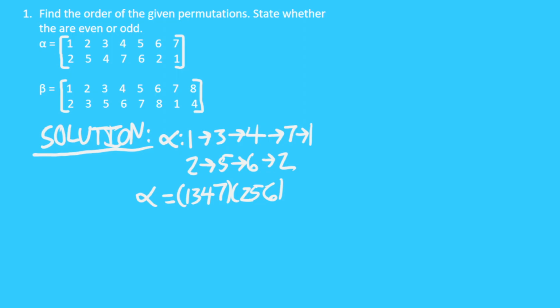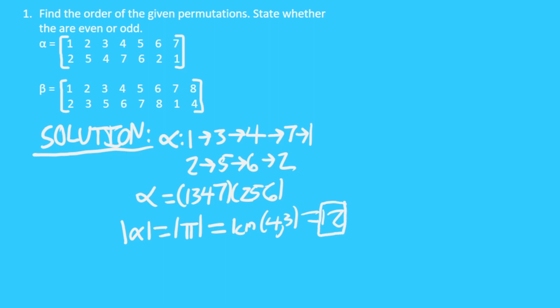So we are asked to find the order of this permutation. The order of alpha, we'll write it as order of pi, and we have a 4 cycle and a 3 cycle. So the least common multiple of 4 and 3 is 12. And there's our order for that permutation.